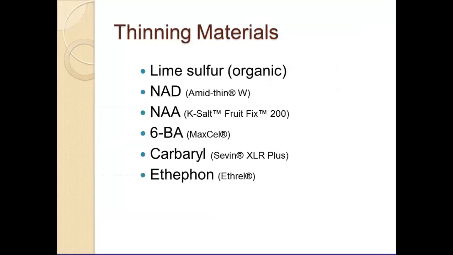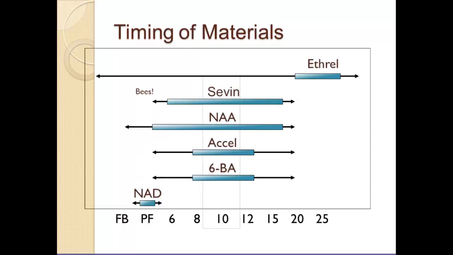Now, the thinning materials we're going to be working with: if you're organic, you have an option of lime sulfur. And for those who are not organic, you have several other options that I have listed here. All of them have their own window in which they can be used. Now, I'm not going to go over a whole lot of detail. I'm just going to give you a taste of thinning. So here's the main timing, for example. If you're going to do petal fall thinning, NAD is when you can use it, and you can see that you have several other windows to use several of the others.